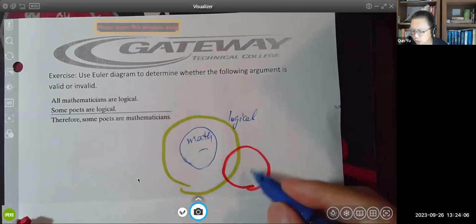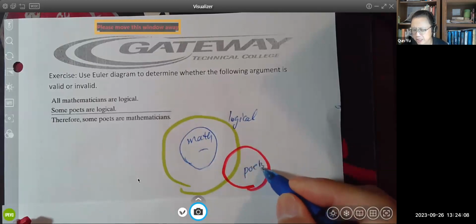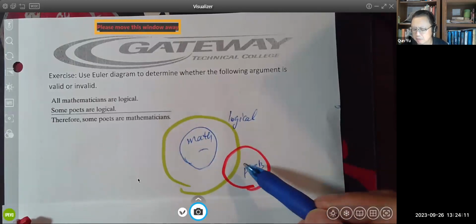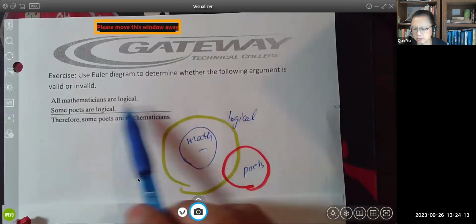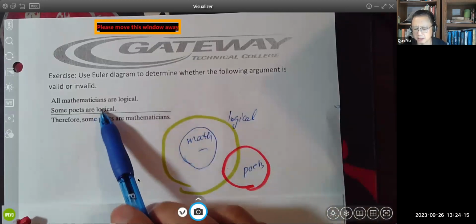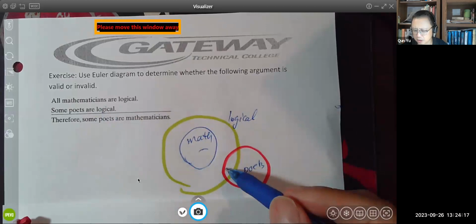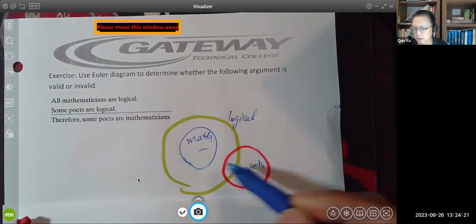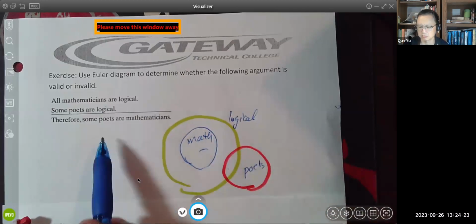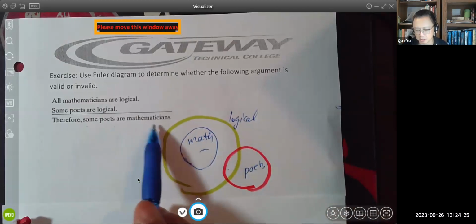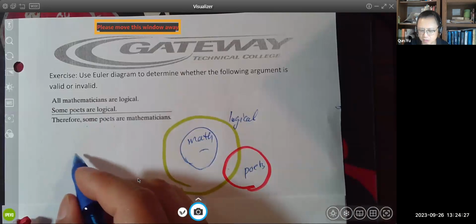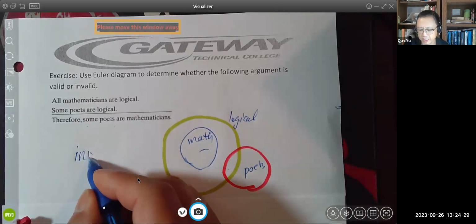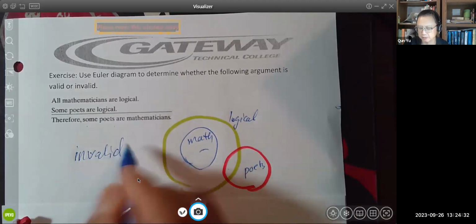So these are points. From my drawing, you can see some points are logical, which still satisfies the requirement of the second premise, right? Some points are logical, but in my drawing, at the same time, no points are mathematicians. They say some points are mathematicians. So we have different conclusions. This is invalid.